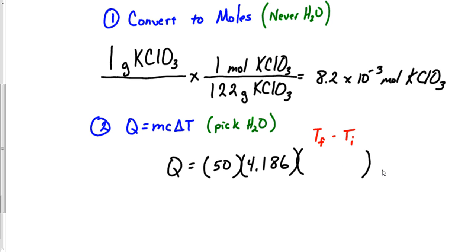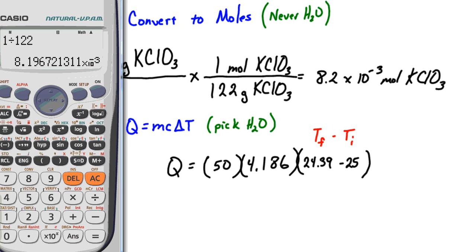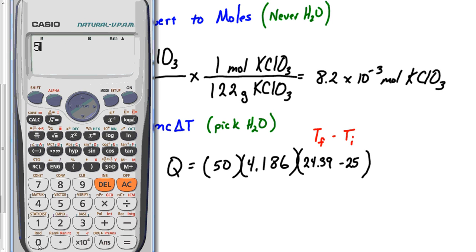24.39. Very good. So it cooled off to 24.39 minus 25. And I'll show you how I do this. I just put this in my calculator all at once. So I'm just going to go 50 times 4.186 times, and what I'll do is just put this in parentheses, the whole 24.39 minus 25, which is 0.61 or negative 0.61. But anyway, hey, why show off now?